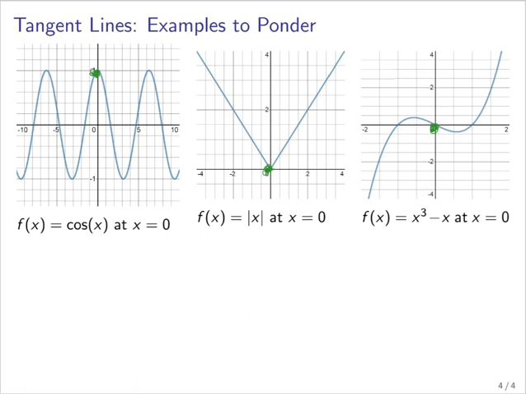Okay, are you ready to discuss? Here's what I found. The cosine function at x equals 0 has a tangent line that's perfectly horizontal with a 0 slope.